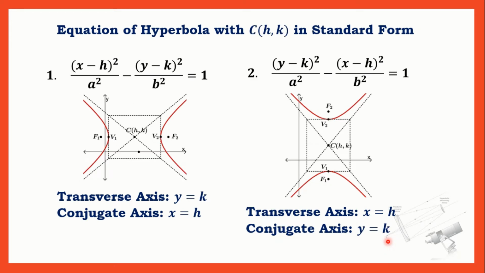The standard forms of the equation of the hyperbola with center at (h, k) are given in the following forms: the square of the quantity x minus h over a squared minus the square of the quantity y minus k over b squared equals 1. And the other is the square of the quantity y minus k over a squared minus the square of the quantity x minus h over b squared equals 1. Still, we will be using the values of a squared and b squared to determine which equation will be used and how the hyperbola will be illustrated.